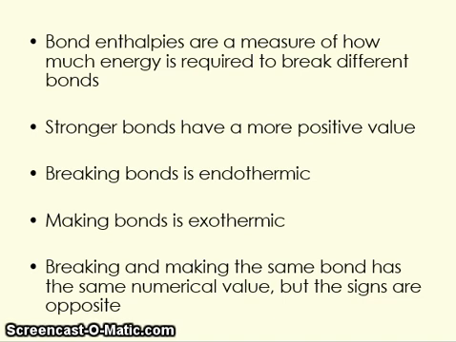But if you have a given bond, like an H-H bond, it's going to take the same amount of energy to break the bond as the amount of energy that you would get out if you made that same bond. So all that's different is that the sign is opposite. So to break it, it's endothermic, which is going to be positive. To make it, it's going to be exothermic, which is negative.